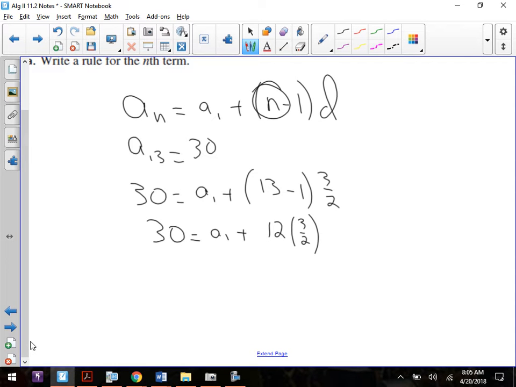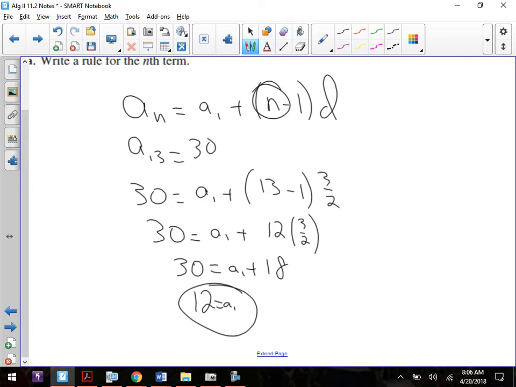All right, what's 12 divided by 2? 6. All right, 6 times 3 is 18. Which makes your first term 21? So what we're doing here, guys, is we're working backwards to solve for the first term. Once we get that first term, then we can rewrite and go from there.